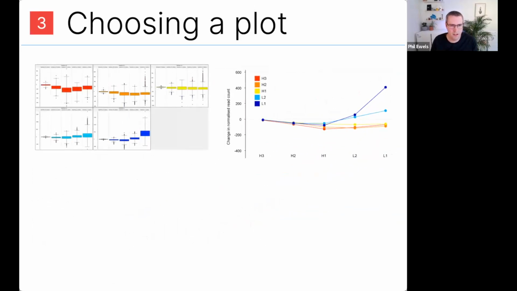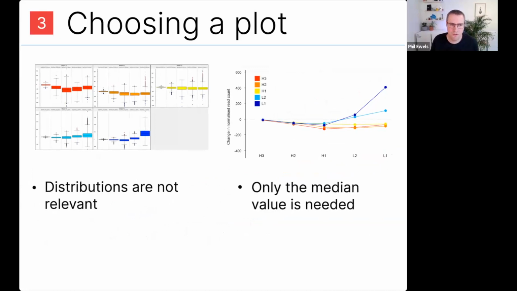So what's different here? The problems we had with the first plot are those distributions are not relevant. Right, I put them in, it's useful for me to know, it means I trusted the data and stuff, but when I'm trying to make my point, the distributions don't matter, that data doesn't need to be there. The thing I really cared about here was the median value, just the average. So first thing I did was I cut all of that superfluous data out and kept just the piece of information which was most important.